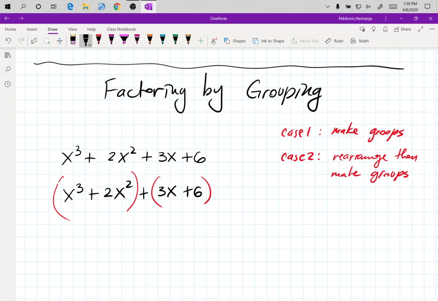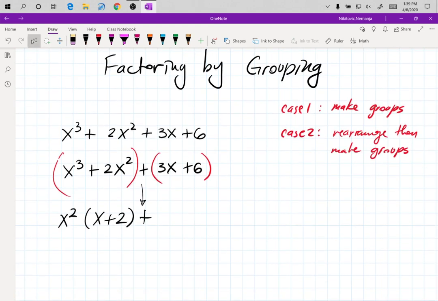What is common in the first one? It's x squared, because this one has 3 x's, this one has 2 x's, but this one also has 2 x's inside. So you kick 2 x's out and you're left with x plus 2. So that will be the first. And then the plus. What's common here is 3, because both of these terms have a 3 inside. So you factor out 3 and you're left with x plus 2.